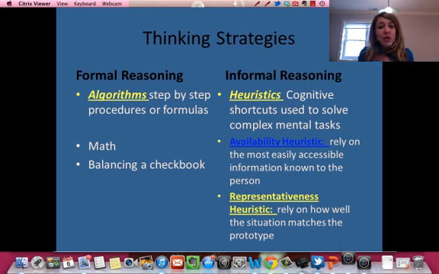A heuristic is going to be a shortcut. You're not going to use all of that. You're going to figure out what number combinations are most probable. Or if I gave you a word scramble and there was a Y in it, you're automatically going to put the Y at the end because you know that most words end in Y and don't start with Y. So it's a shortcut to solving a problem.